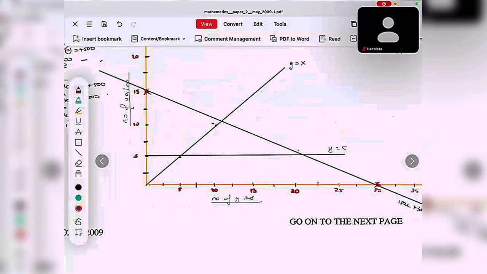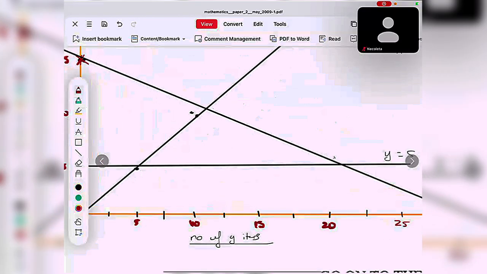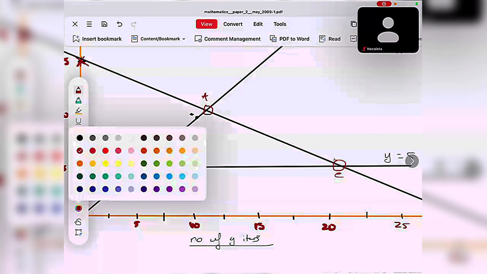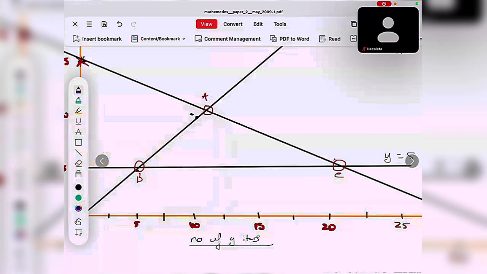So now, these points here, this one, and this one, and this one is where the maximum or the minimum profit will occur. So this is going to be vertex A, call it what you want to call it, vertex A, vertex B, and vertex C. This thing here, let me just quickly shade it. This is what we call the feasible region.